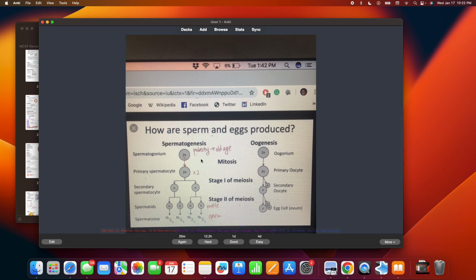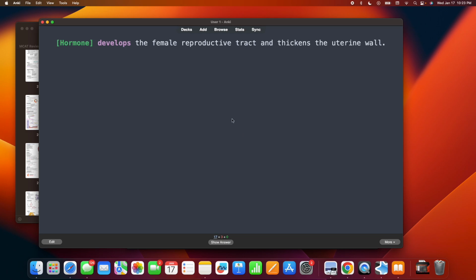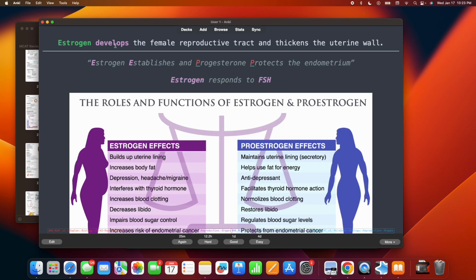So from puberty to old age, we have spermatogonium. Okay. What develops the female reproductive tract and thickens the uterine wall? It should be estrogen that establishes the female, but progesterone is for promoting growing it. So estrogen establishes, progesterone protects the endometrium. Estrogen responds to FSH and LH does for progesterone.